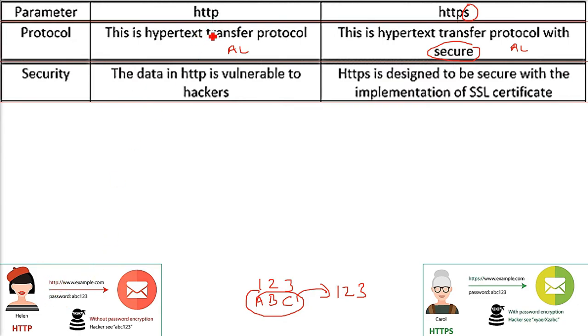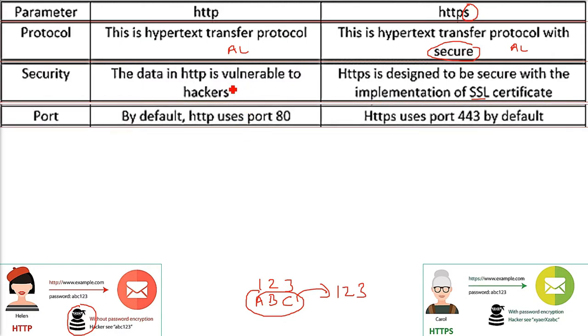The data in HTTP is vulnerable to hackers because it doesn't have the S. It doesn't have that handshaking. There is no encryption happening. In HTTPS, it is designed to be secure with the implementation of an SSL certificate. There is a proper way of sending and receiving.